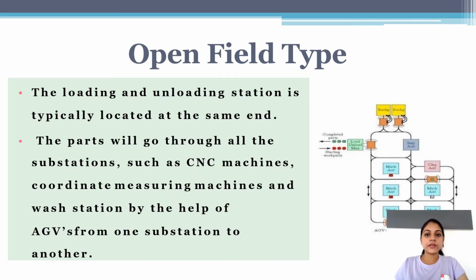Next is the open field type. In the open field type, the loading and unloading station is typically located at the same end, and the paths will go through all substations. There will be many substations, so it will be moving through all the substations. There will be coordinate measuring machines and wash stations. So there will be one substation after the other. This is an open field type.